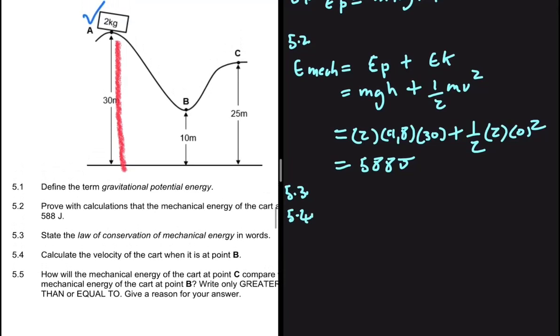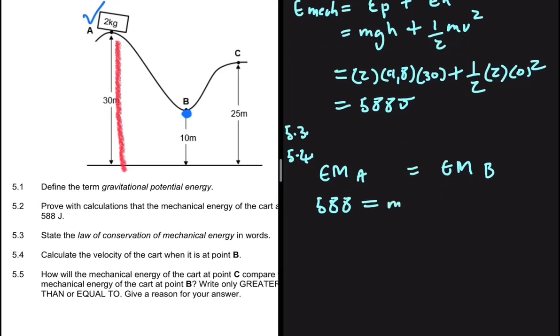5.4, calculate the velocity of the cat when it is at point B. Now we want the velocity at this point. We want the velocity at point B. What are we going to use? The law of conservation of mechanical energy. So the mechanical energy at point A should be equal to the mechanical energy at point B, because it is conserved. At point A, we already know what the mechanical energy is. We calculated it in 5.2. It is actually 588 joules.